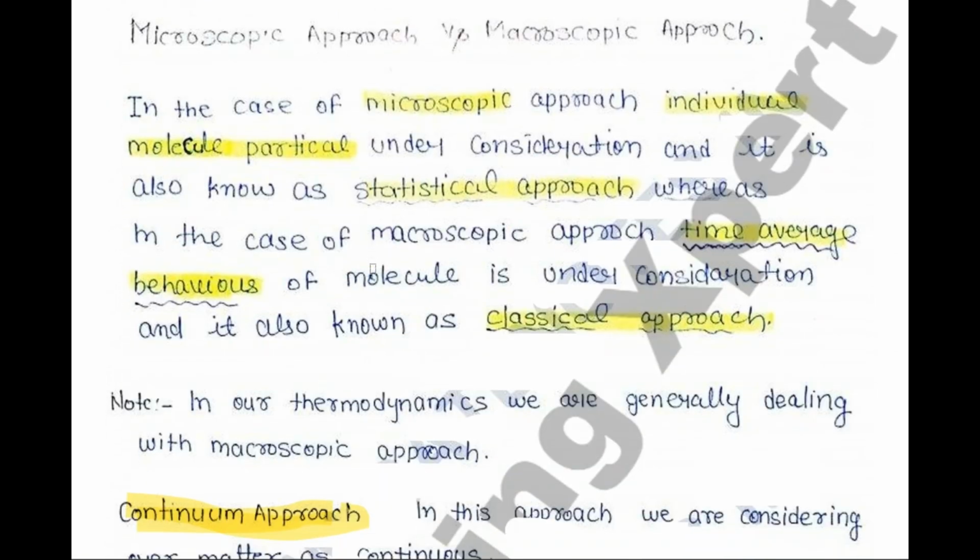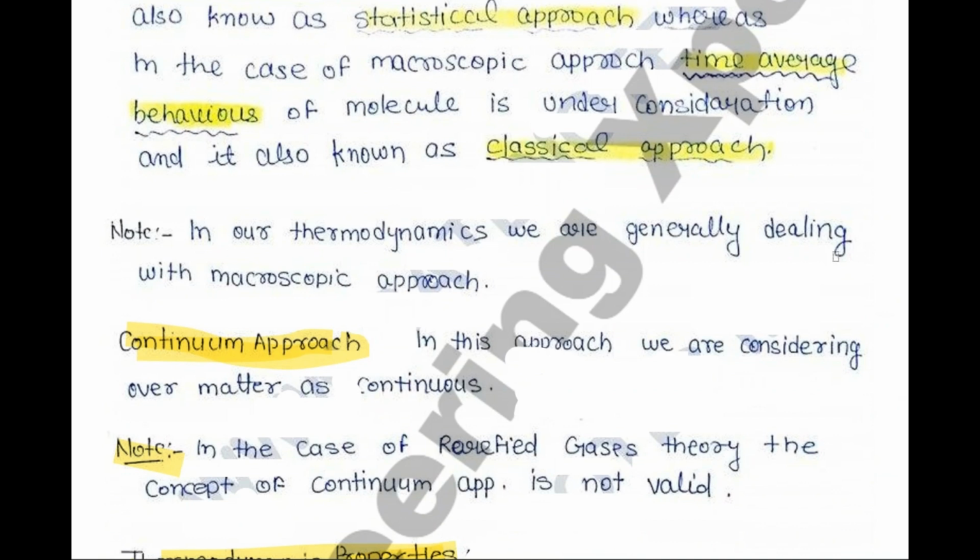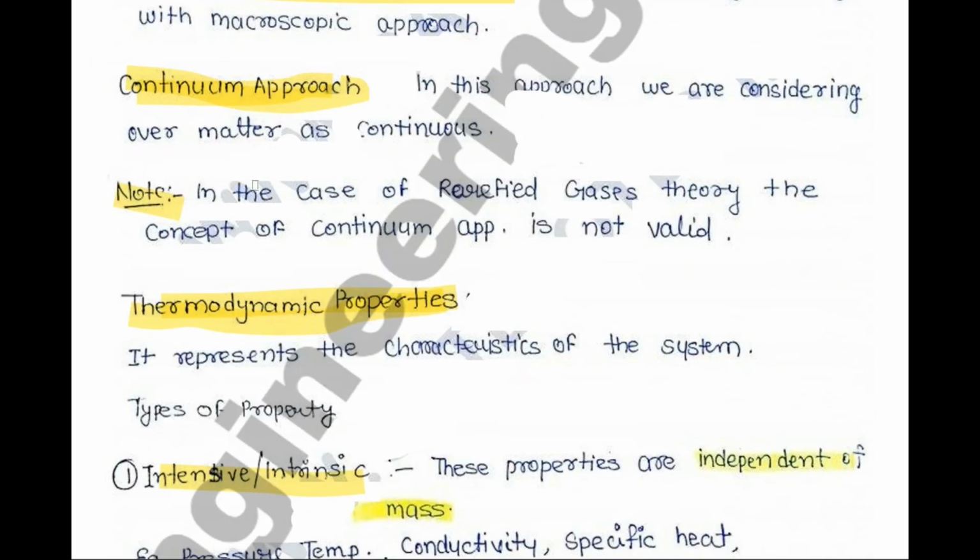Okay, so there are basically two approaches of observation and study, that is microscopic and macroscopic. Microscopic is, you can say, at molecular level, at micro level, and macro is at the level that we use to study in mechanical engineering. So here we'll be concerned about the macroscopic approach. So in thermodynamics, we are generally dealing with macroscopic, as I mentioned.